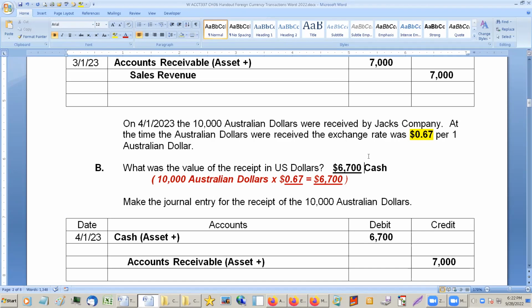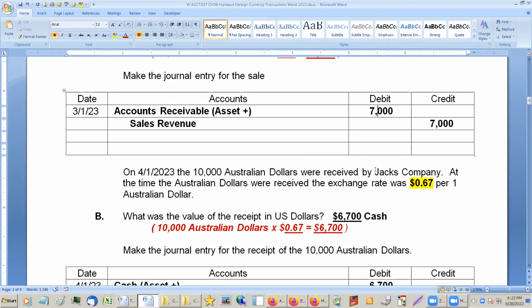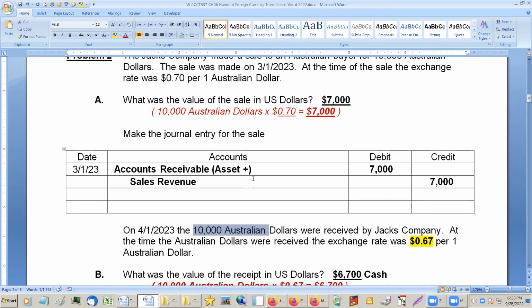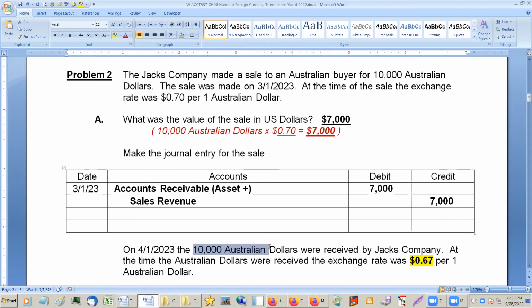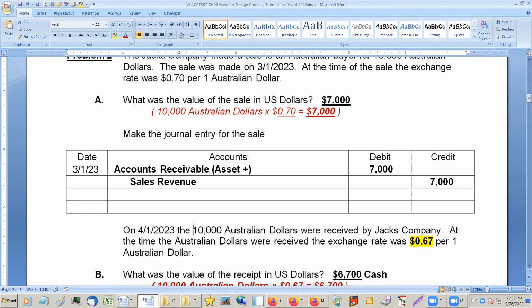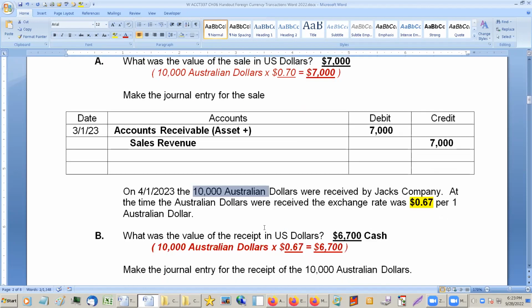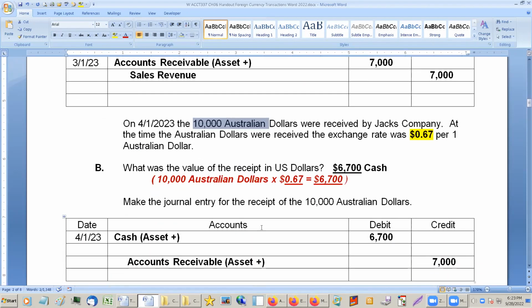Let me ask you this. We were supposed to get 7,000, we got 6,700 for this. Now notice it isn't like they didn't pay us the whole amount. They said they're gonna pay us in Australian dollars and they did. So it isn't that they didn't pay it all. So we're gonna have a foreign currency translation gain or loss. Would it be a gain or a loss in this case? A loss. Yep, good.